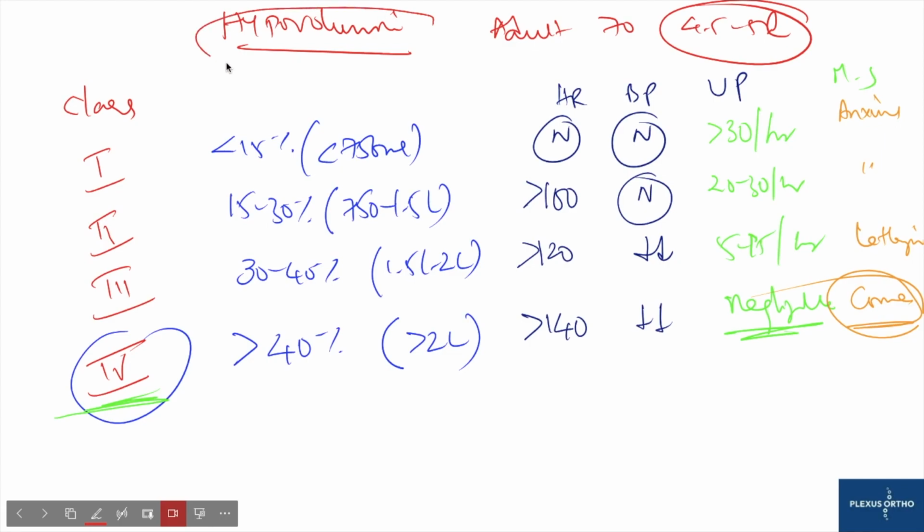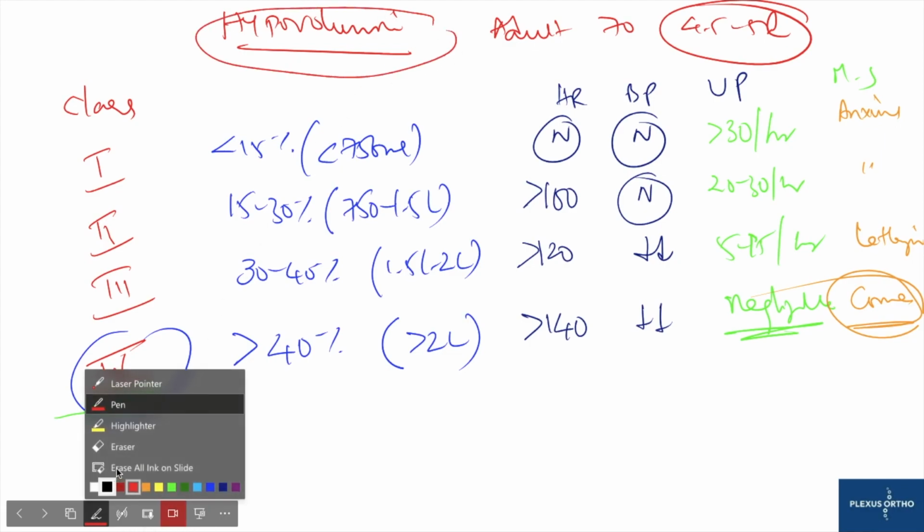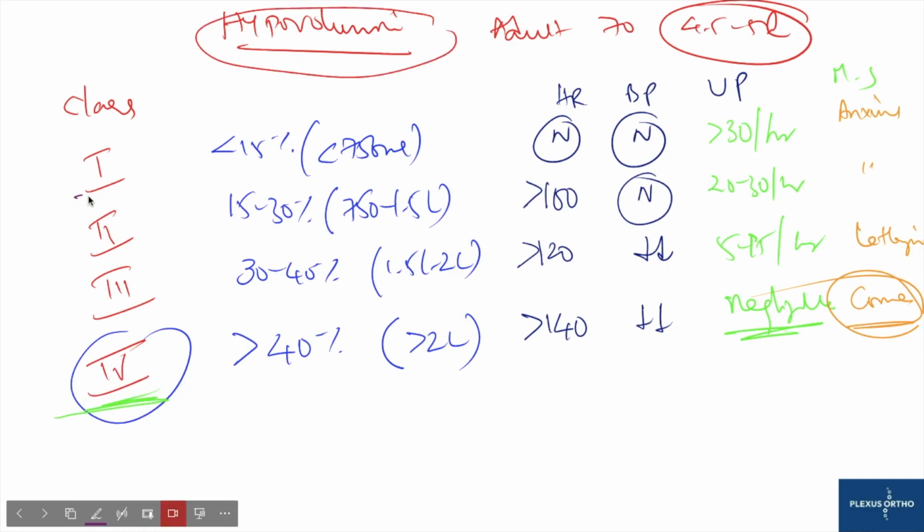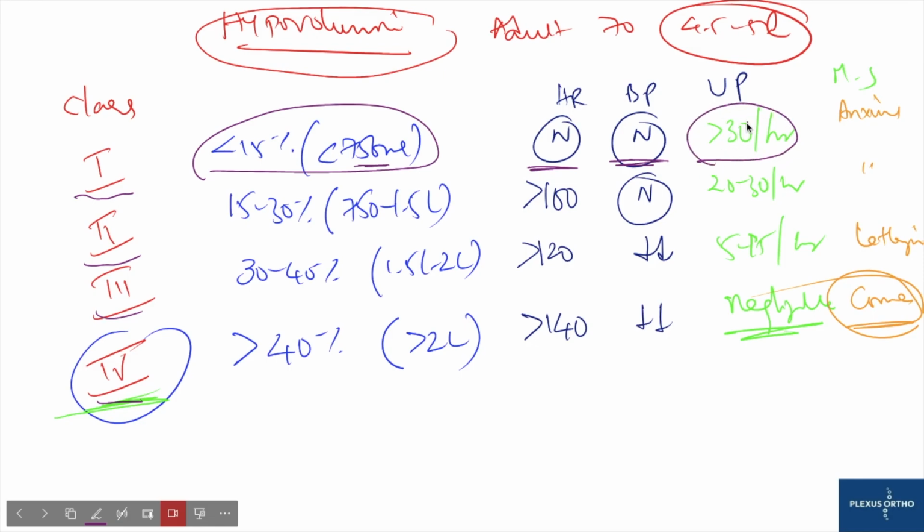Hypovolemic shock can be divided into class 1, class 2, class 3 and class 4. Class 1 is where the blood loss is less than 15% of the total volume, that is less than 750 ml. Heart rate is normal, blood pressure is normal, body is able to compensate for the blood loss. Urine output is usually more than 30 milliliters per hour. The patient is anxious and the pH is also normal in this case.